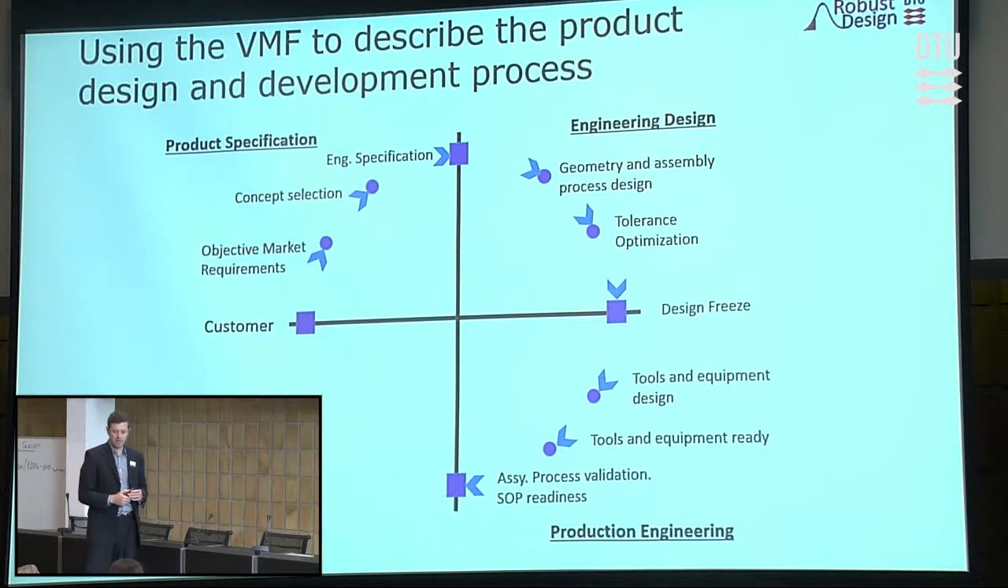And we've used the basic outline of the framework to describe the robust design and product development process, leading from the customer, defining objective market requirements, a concept selection, an engineering specification, through the engineering design process to the design freeze where we have our part dimensions and tolerances, and then down to the tool design and verification process until we get the start of production.